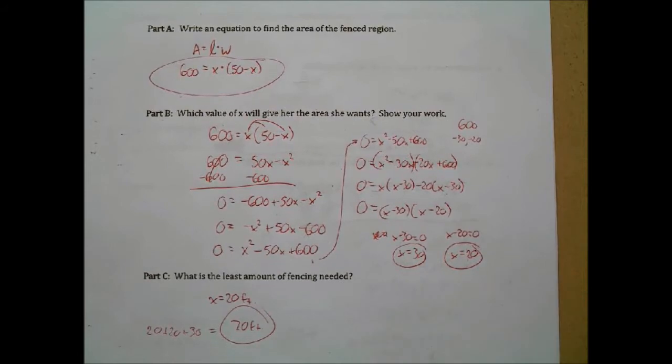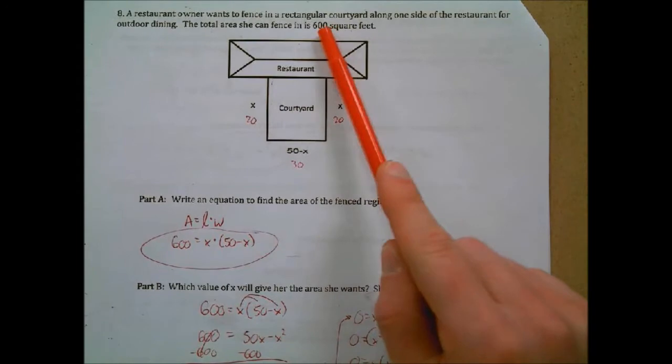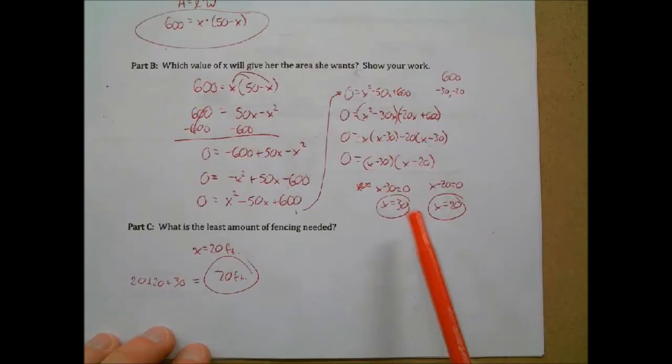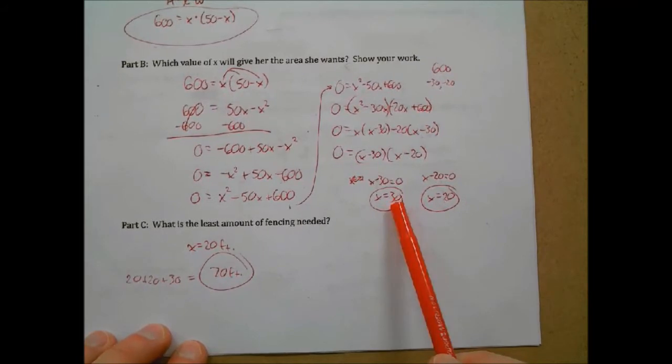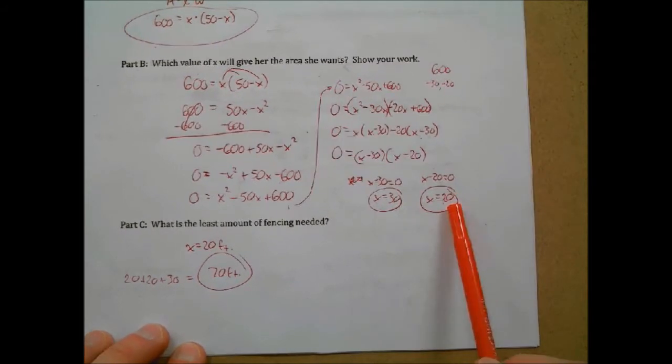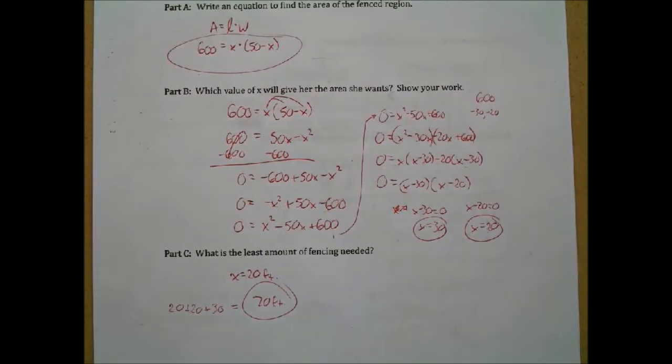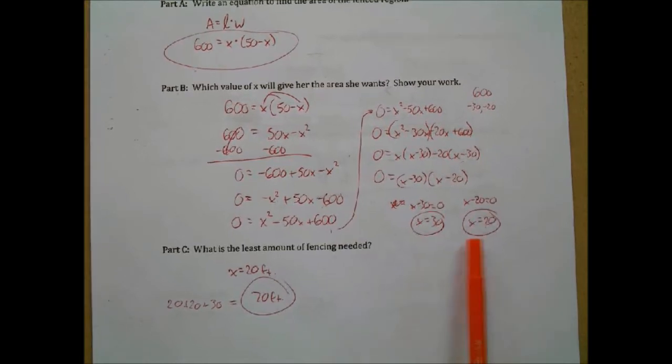Isn't that crazy that you can enclose a certain rectangular area, so in our example 600 square feet, two different ways? One by using 30 feet and one by using 20 feet. Something to think about for the future: if you have a certain area you want to enclose, you can do it more efficiently with less fencing, which costs you less money.